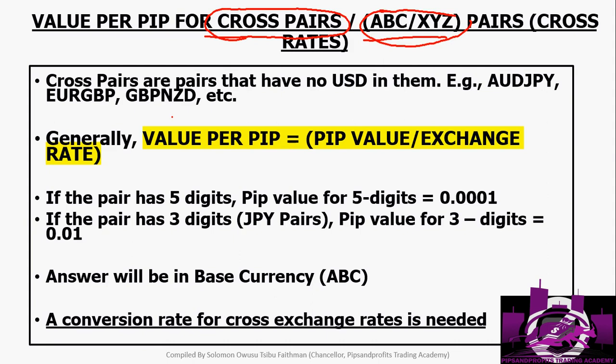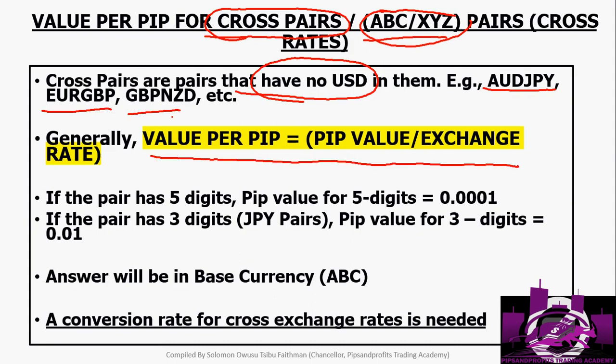So the cross pairs are pairs that have no USD in them. An example, we have this, we have that, we have that. Generally, this is the formula for value per pip. This is the general formula. However, with the cross pairs, there is what we call the conversion that we need to add.